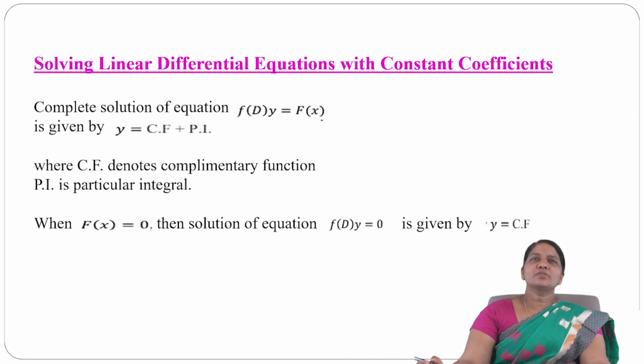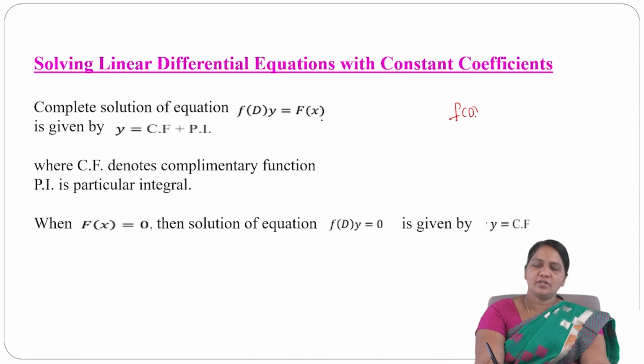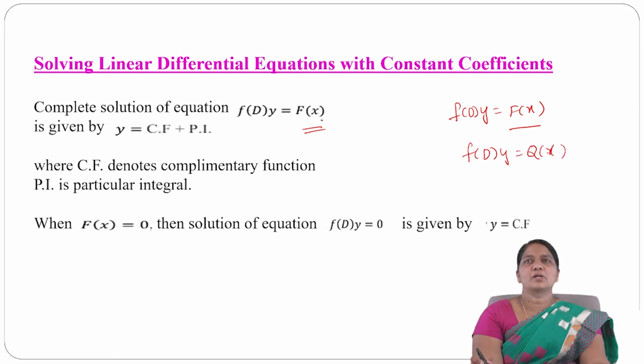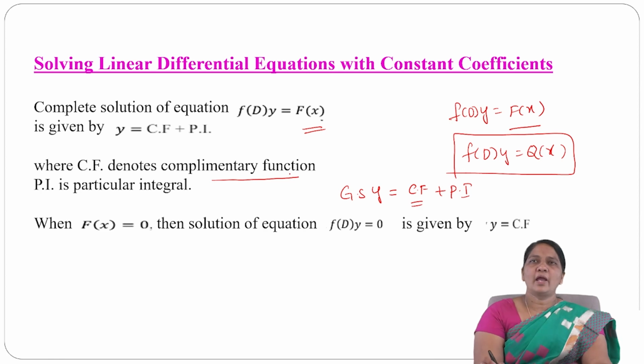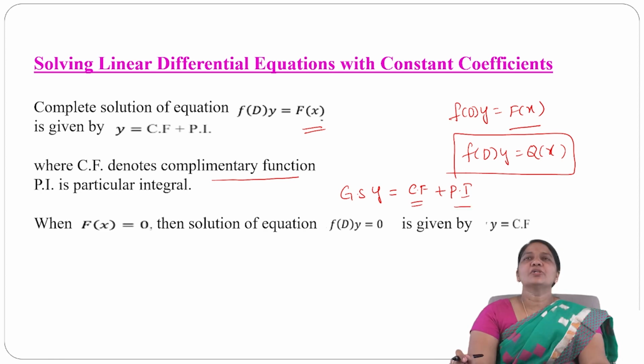So here the equation form of the linear differential equation is f of D into y equal to f of x, or in place of f of x we are having Q of x also, f of D into y equal to Q of x. So if you are having the equation form like this, we are having the complete solution here. What is the complete solution? Complete solution or general solution is y equal to CF plus PI. What is the meaning of CF? CF is complementary function and PI is particular integral. So this is the general solution of the given equation.